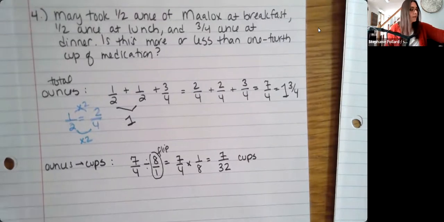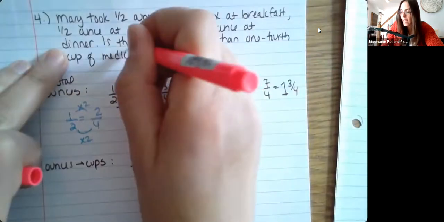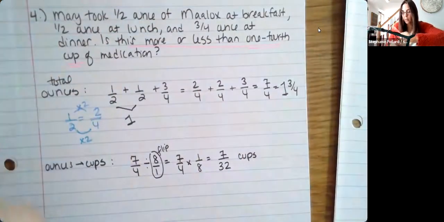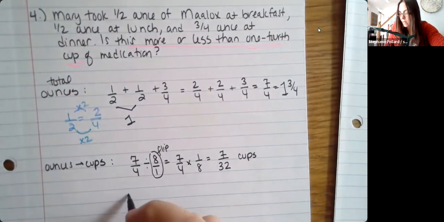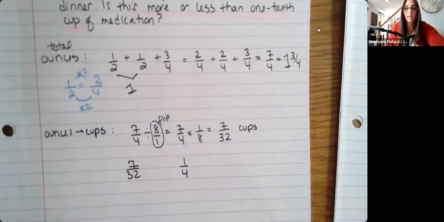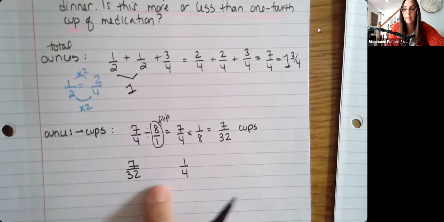Now the question was a little bit different, right? The question says, is this more or less than 1/4 of a cup? So I'm trying to compare this. I'm saying, okay, is 7/32 more or less than 1/4? So is this greater than, is this less than? How do we compare this?